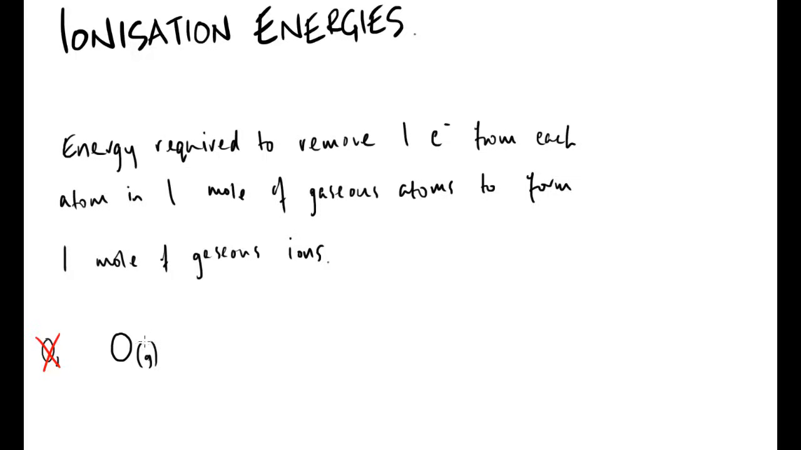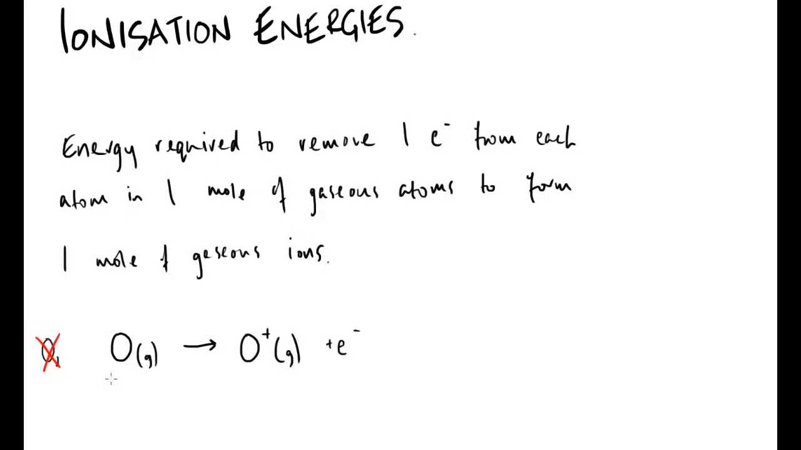Key thing, make sure you include the state symbols, because the definition does state gaseous, therefore you must have that there. If you haven't got the G, you're not going to get the mark, unfortunately. So going across, we're going to produce 1 mole of gaseous, again the G, ions, and an electron there. So 1 mole of atoms gives us 1 mole of ions and 1 mole of electrons as well. Now we don't have to worry about the numbers of electrons really. We can ignore that. You can include that in the definition. There are a few different variations of this, but ultimately, it could be the energy required to remove a mole of electrons from a mole of gaseous atoms, etc. There are a few variations. I like this one. It makes sense to me.